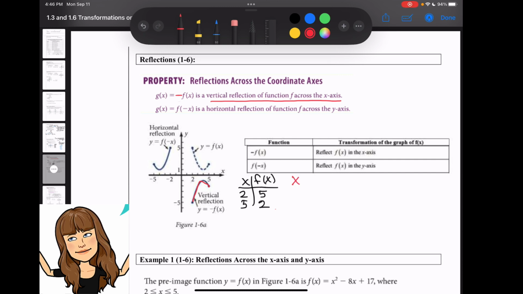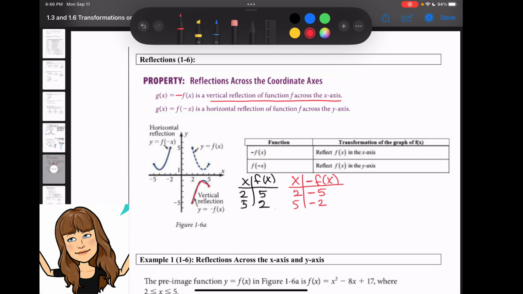So that's going to be x and negative f of x. Same input, so let's put 2 in. Well, my output for f of x is 5, and if I negate that, I get negative 5. Put 5 in, negate. And my output for when I put 5 in is 2. Negate that, you get negative 2.